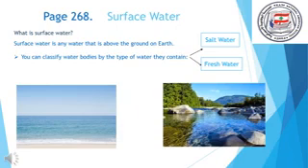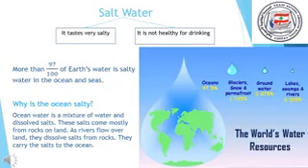So if you think for a while, where can we see water on Earth? In oceans, rivers, lakes, ponds. So we have many bodies of water. So these bodies of water are classified by the type of water they contain. It could be salt water or fresh water. Let's start with salt water.